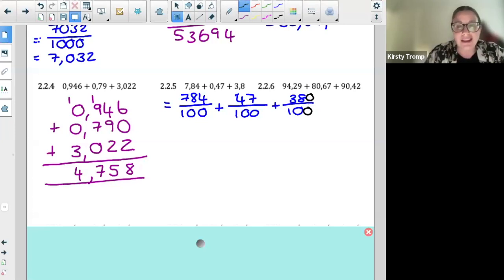I don't like working with decimals, guys. That's why I do it this way. Decimals freak me out. Fractions make me feel so much calmer. Okay. So that's why I do it this way.